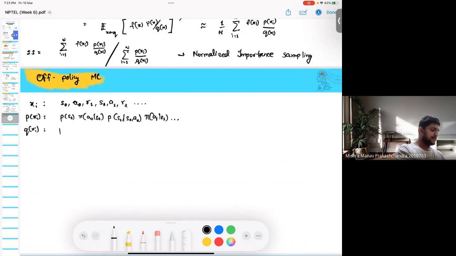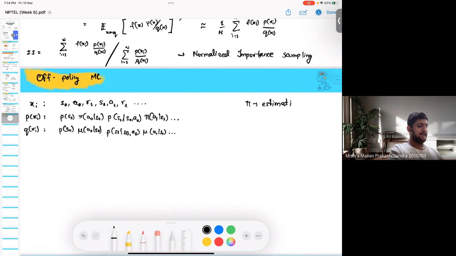would be P of S0, mu of A0 given S0. I'll just define mu in a moment. Okay. So my pi is the policy which I'll be estimating on. The estimation that I'll be doing will be on policy pi, and mu would be the policy which I'll be behaving on. So my mu is basically the behavior policy.